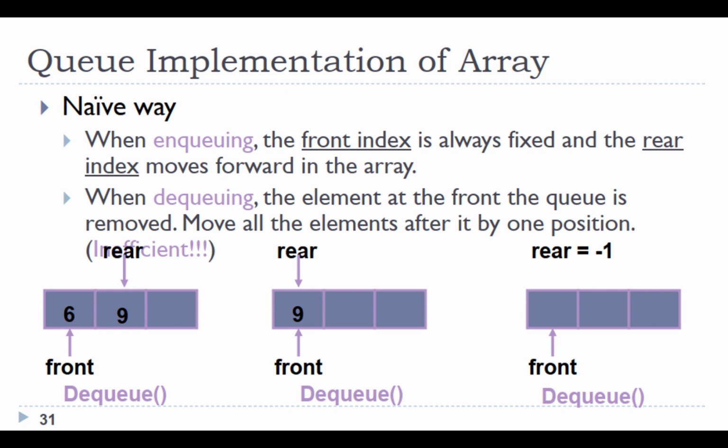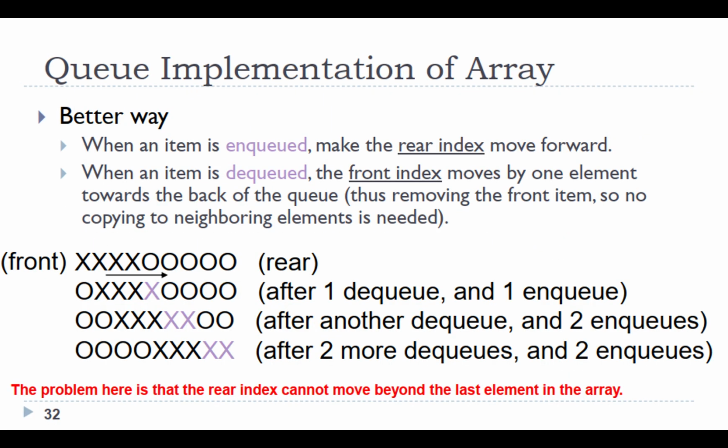Queue implementation of array, naive way. When enqueuing, the front index is always fixed and the rear index moves forward in the array. When dequeuing, the element at the front of the queue is removed. Move all the elements after it by one position. Inefficient. Dequeue. 31.